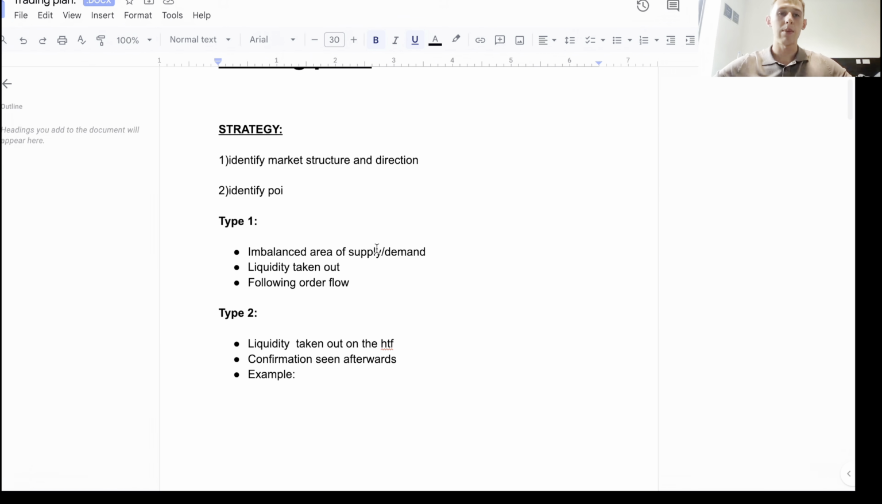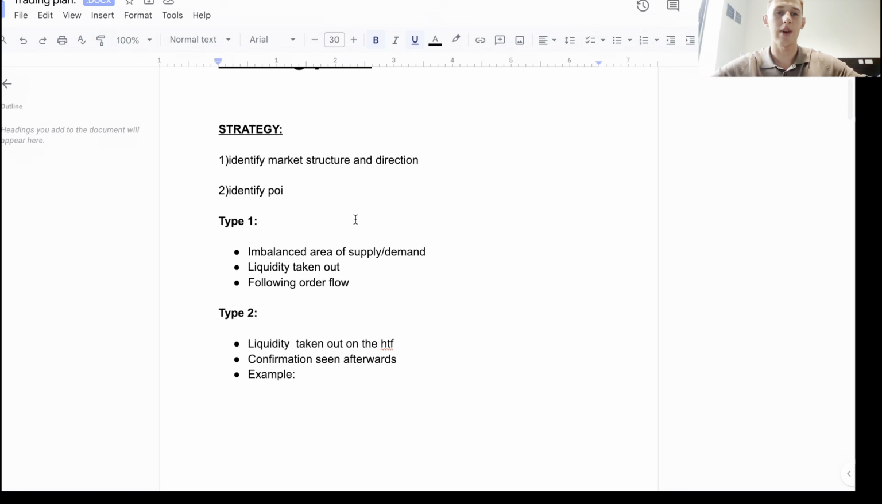So the first step that I always do is just to identify where price is heading. So identify the overall market structure and direction on the 4 hour and the daily, and then breaking it down to the 1 hour, and then going lower again, just to identify where the substructure and any sort of internal structure levels are to refine the overall trend.